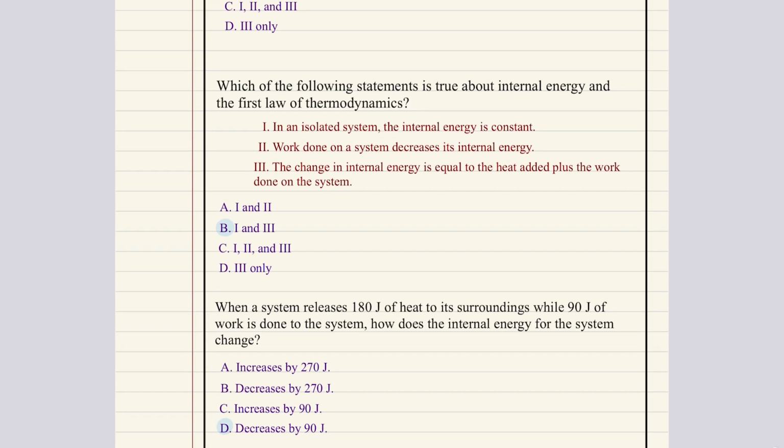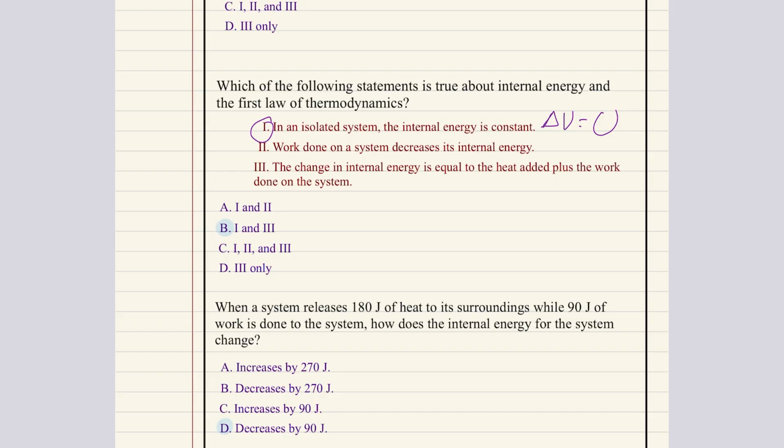The next problem says, which of the following statements is true about internal energy and the first law of thermodynamics? Statement 1 says in an isolated system, the internal energy is constant. This is true. An isolated system, remember, can't exchange heat or work with its surroundings, so no energy comes in or out. Delta U, therefore, is going to be 0.